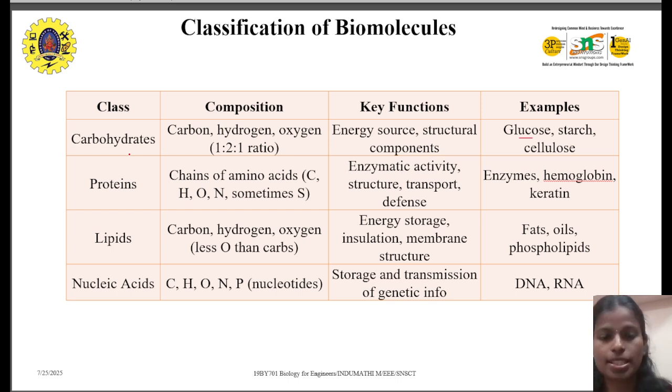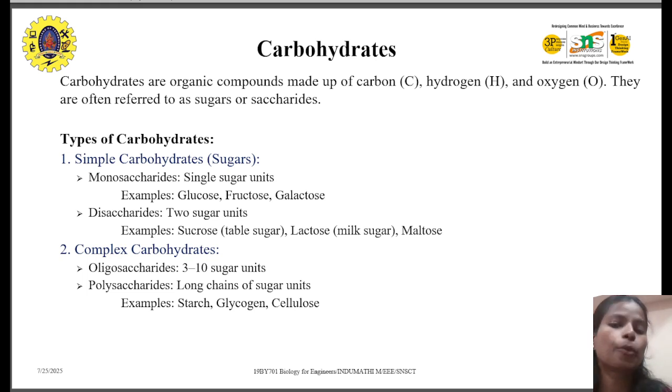And next comes lipids. Lipids are composed of carbon, hydrogen, and oxygen. The function is energy storage. Examples are fats and oils. Next comes nucleic acid. The composition is carbon, hydrogen, oxygen, nitrogen, and so on. Key functions are storage and transmission of genetic information. Examples are RNA and DNA.